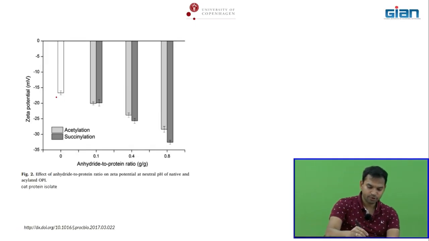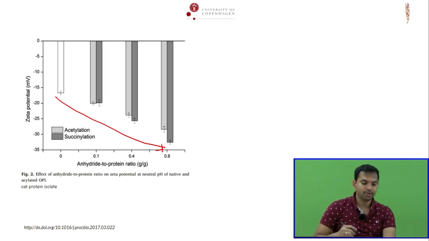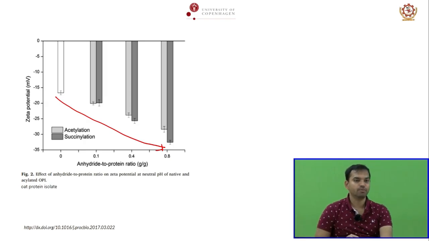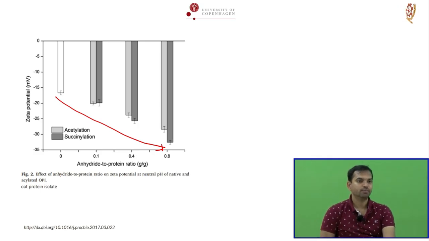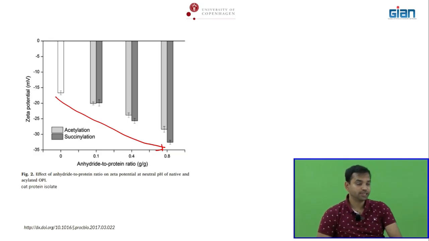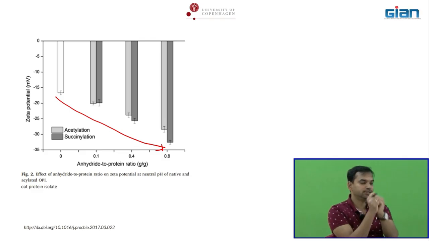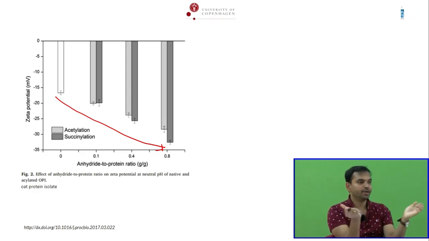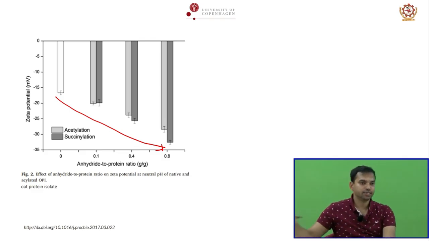And here is a good example that shows how the zeta potential is changing. You're getting more and more negative charge on the surface, right? And that indicates that you are changing the protein solubility, you're changing the pI of the protein, you're also changing the particle size, because depending on the charge, they interact with each other, they attract or they repel, and that will change the functional properties.